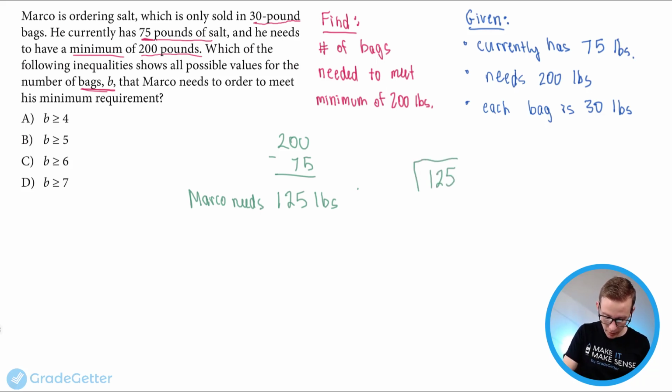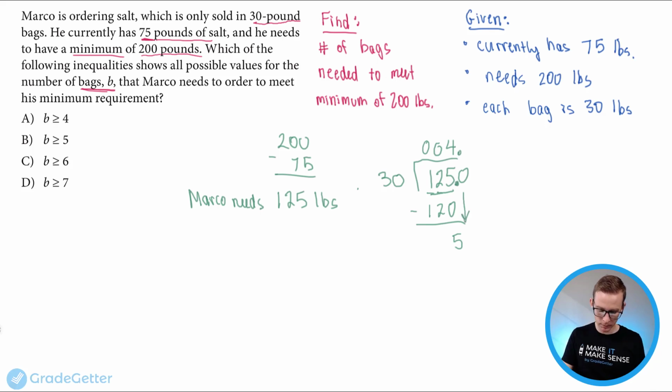So 125 pounds divided by 30 pounds per bag. Let's see, 30 goes into 1 zero times, goes into 12 zero times, but it goes into 125 4 times, which is 120. So subtract that. We've got 5, bring down a 0. We've got a decimal there. 30 goes into 50 one time.